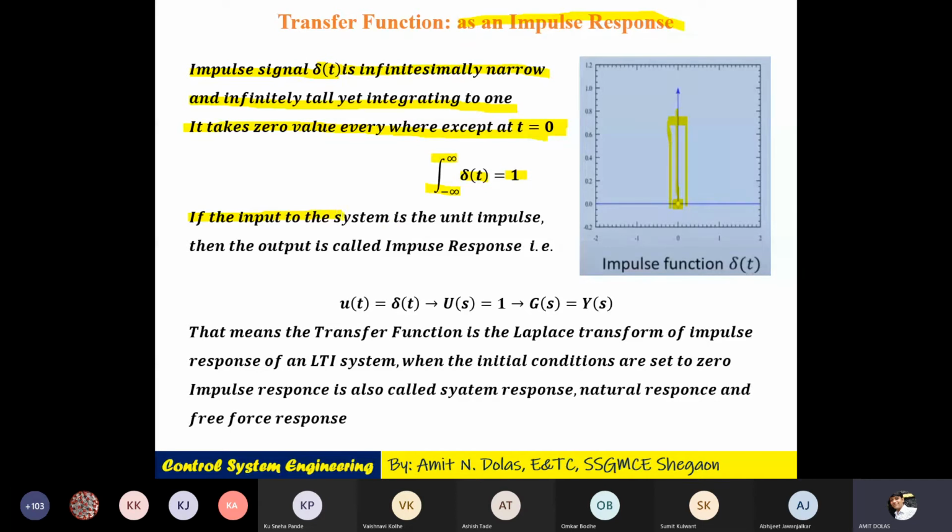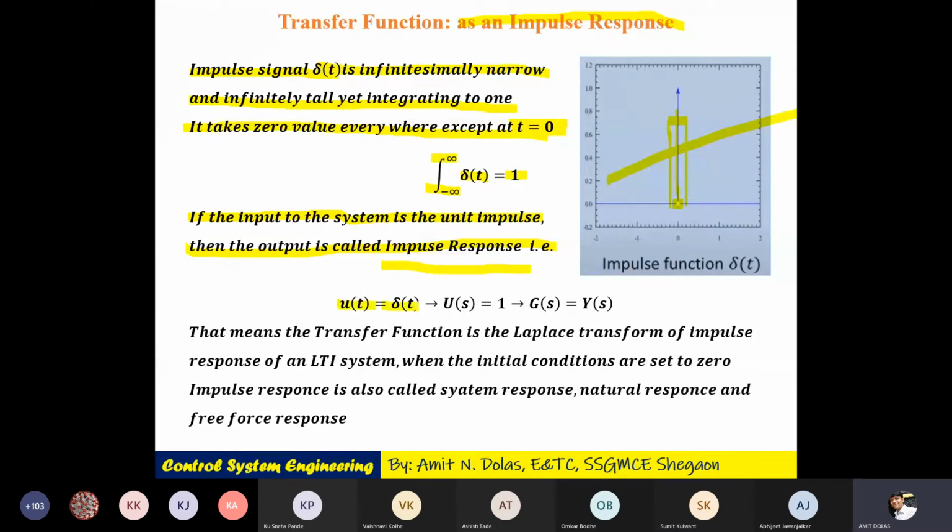If the input to the system is a unit impulse, then the output is called the impulse response. If we have given a unit impulse signal as the input, we call the output the impulse response. Generally we say response, but if this signal is an input to the system, whatever response the system provides is called the impulse response.